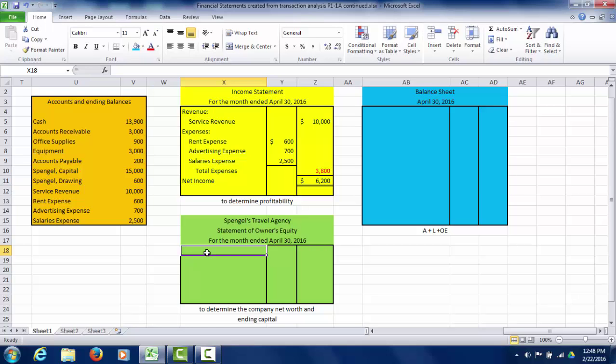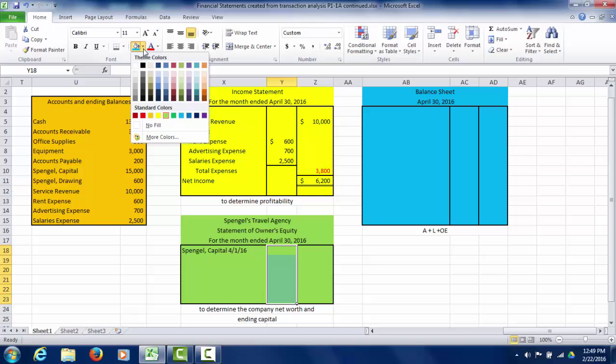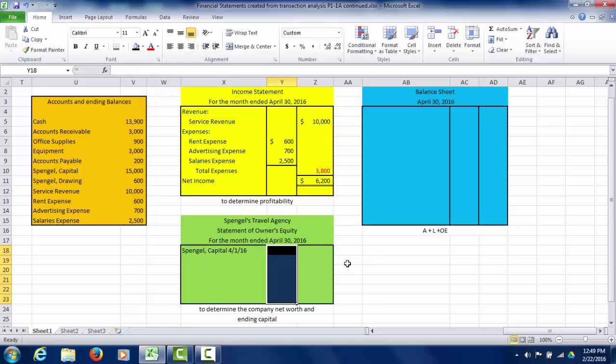So we're going to start off by putting in the owner's name. So Spengel, comma, capital. And the beginning of the month date was April 1st. So let's just put it in like this, 4/1/16. And you know what? We're not even going to use this first column. We're going to use the simplified approach to doing a statement of owner's equity. And we're just going to ignore column 1 completely, and we're going to enter everything in column 2. So our beginning capital, if you recall, was $15,000. And because that's the first number in the column, let's give it a dollar sign.